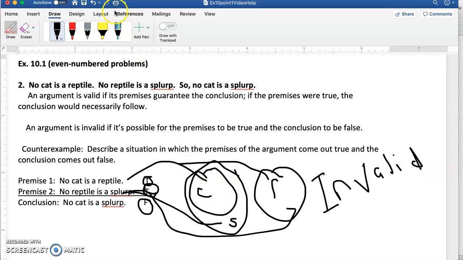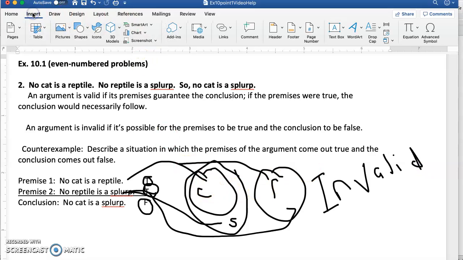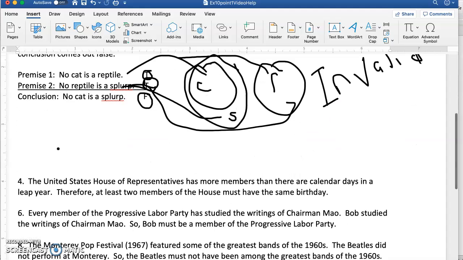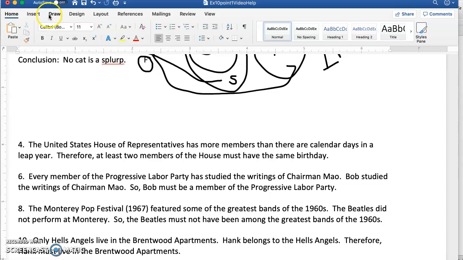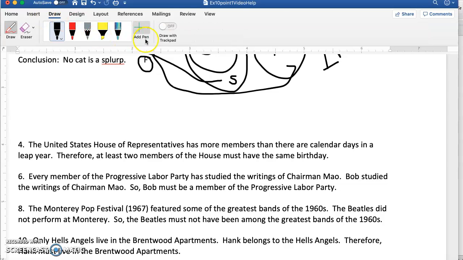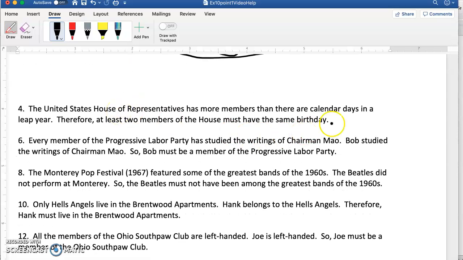Okay. All right, now how do I quit drawing? Okay. So number 4, we'll go on to next.